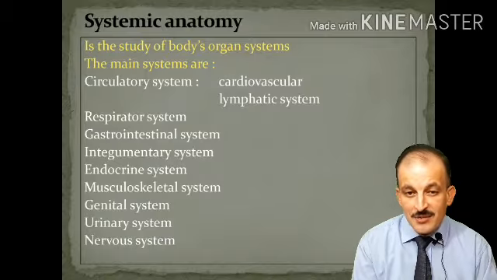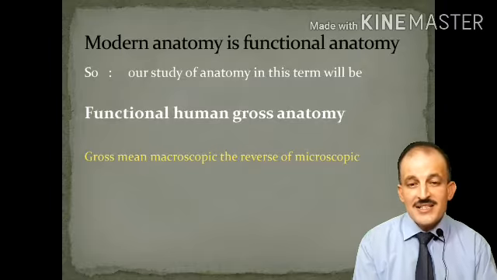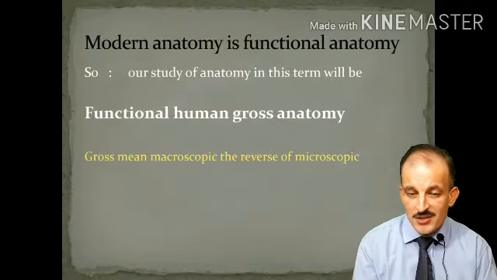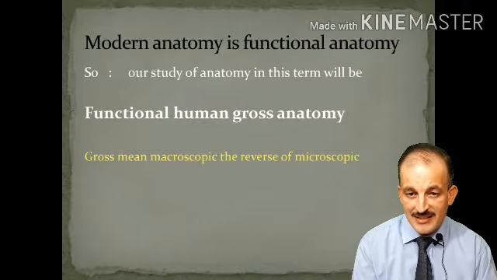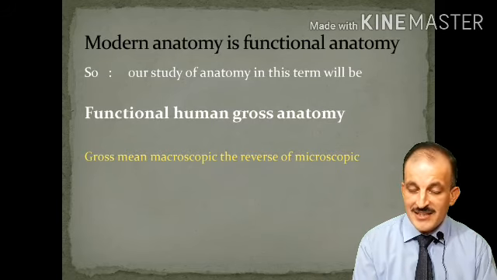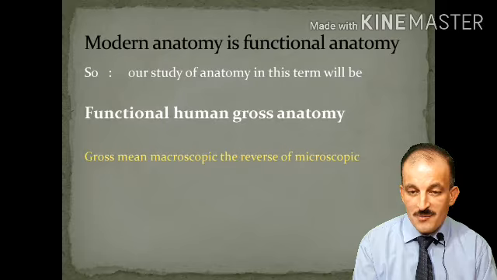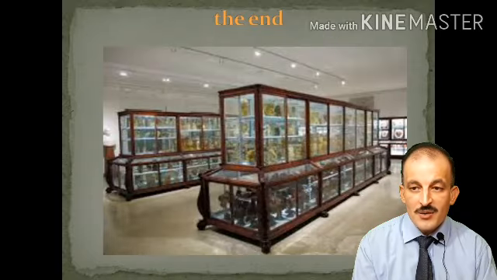At the end, I would like to say that modern anatomy is functional anatomy, so our study of anatomy in this term will be functional human gross anatomy. Maybe this is a new word for you: gross. Gross means macroscopic anatomy with the unaided eye, and the reverse of this is microscopic anatomy, that is to say, studying anatomy with the aided eye, microscope, and other devices. This is the end of our topic today.